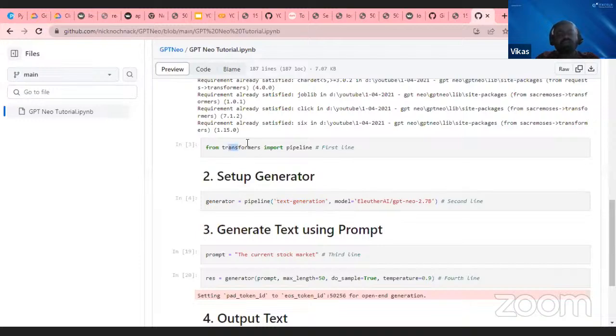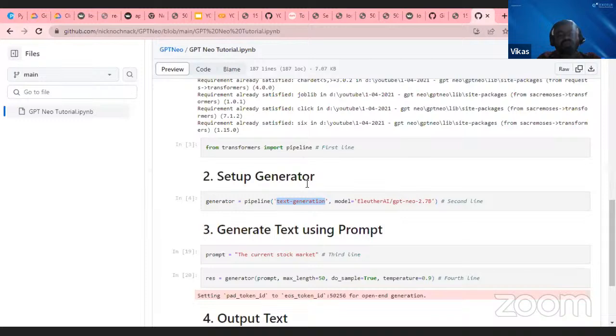So first, we have created just the pipeline, the first line of code. The second line of code is, guys, I am creating one generator. What generator am I creating? It is taking the background model as GPT Neo 2.7 billion parameter. And it would be used for text generation. This is the task I'm trying to perform, which I've written here.